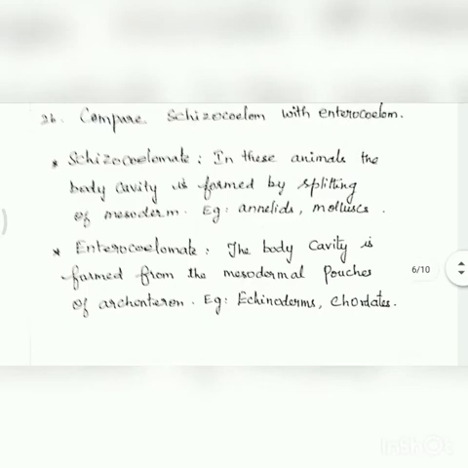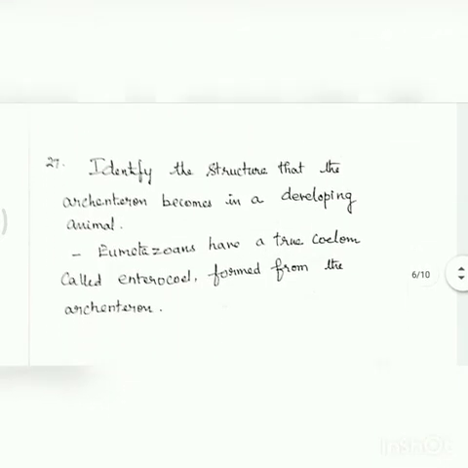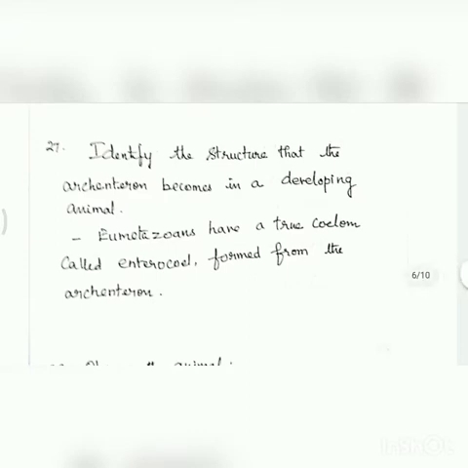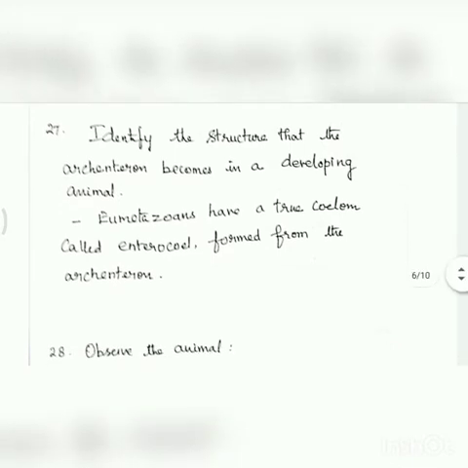27. Identify structures that the archenteron becomes in a developing animal. So identify the structure that archenteron becomes in a developing animal. Eumetazoans have a true coelom. They are called enterocoel, which is formed from the archenteron. So this enterocoel is formed from archenteron.